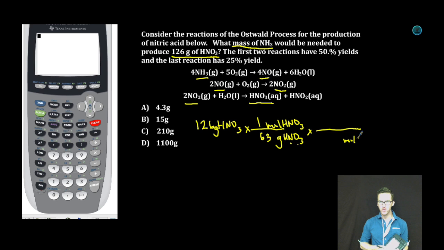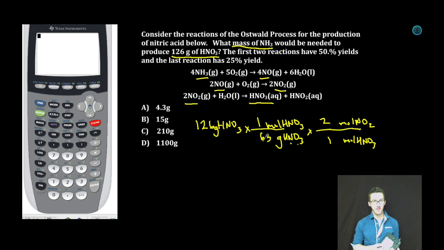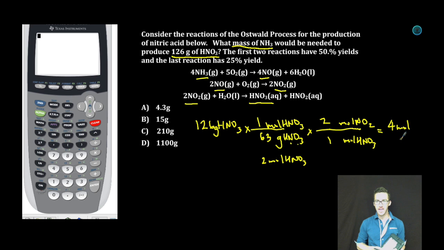I'm going to go from moles of HNO3 to moles of NO2. And again, the reason why I'm going to NO2 is I'm trying to work my way back to NH3. The relationship between these two things is 2 to 1. So let's solve this. 126 grams times 1 divided by 63. I have about 2 moles of HNO3 here. Times 2 moles, I'm going to need 4 moles of NO2.